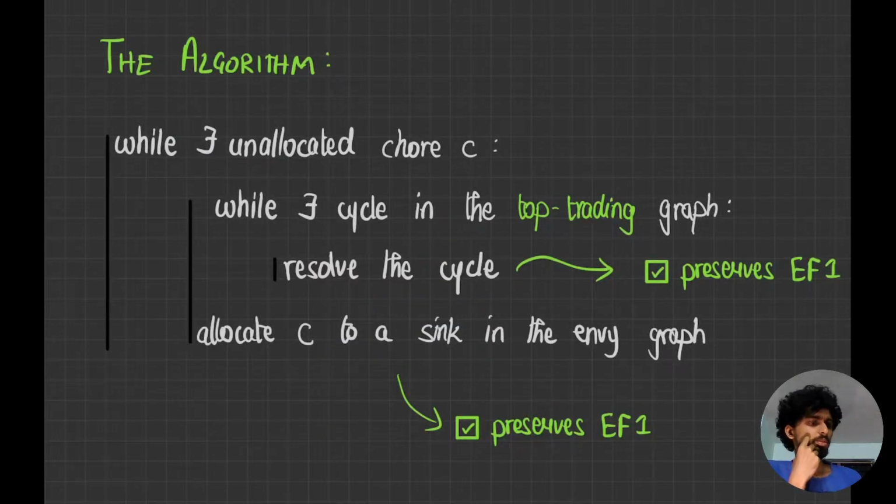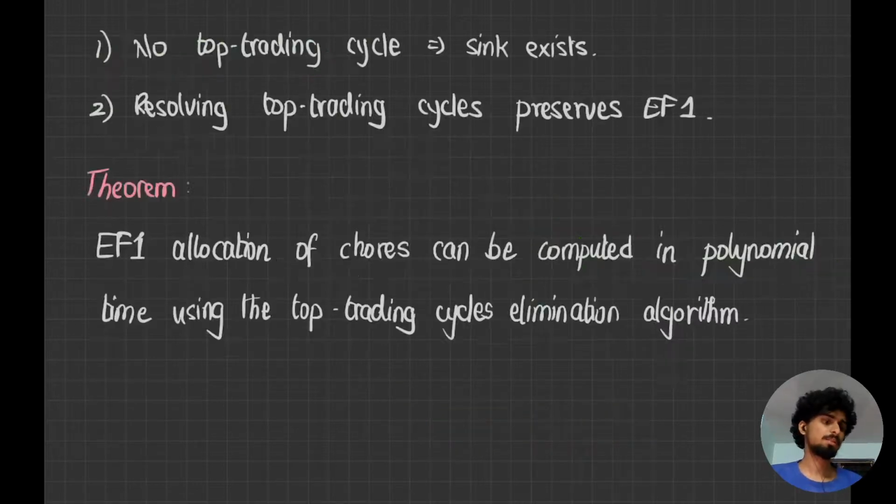Okay, so what's the modified algorithm? It's very simple. It just says when there are cycles in the top trading graph, resolve them. And after you do this, allocate new items to sinks in the graph. You need to show two things for this to work. You need to show that resolving top trading cycles is enough. If you resolve top trading cycles, then there will always be a sink which is present in the graph. So this is simple to show. We won't go into this in this talk. The second thing is important.